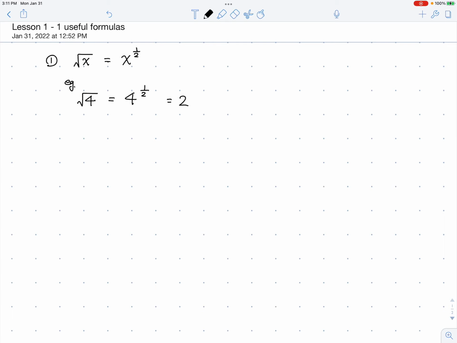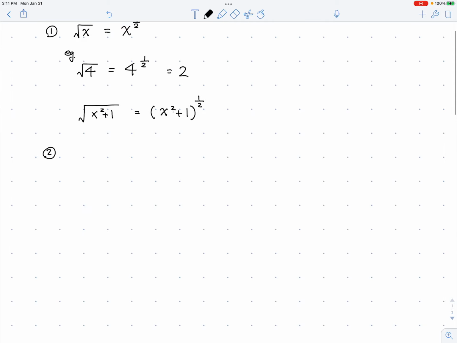Okay. If we have something more complicated, the square root of x squared plus 1, then again, by the same token, we can convert this into the form of a power function. So that will be x squared plus 1, the whole thing to the power 1/2.